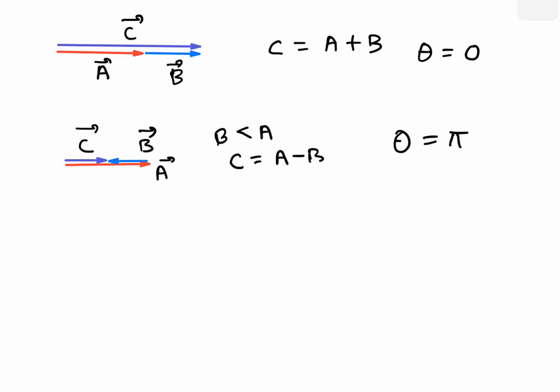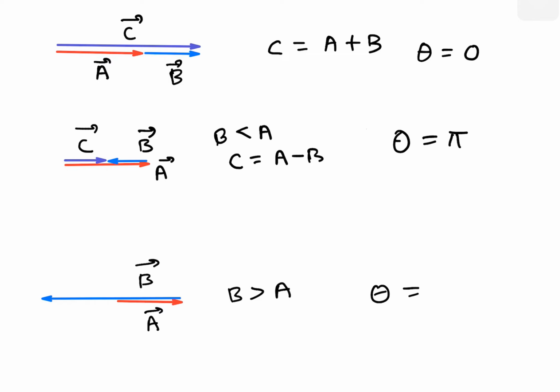Now let's take one more situation. Now let's draw the vector A again. And this is vector B, but this time the magnitude of vector B is more than the magnitude of vector A. Then this time B is greater than A. Also theta is again equal to pi. Then the vector C would be drawn like this. This is the vector C.